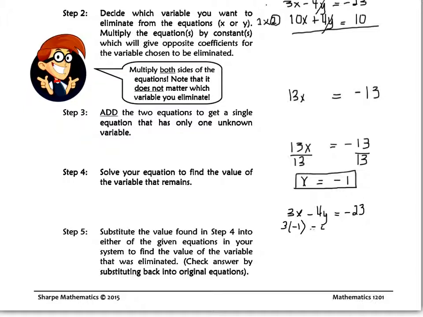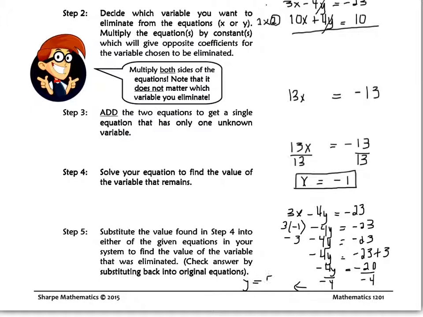I meant to put minus there, not equals. So 3 times negative 1 minus 4y equals negative 23. And then that's negative 3 minus 4y equals negative 23. So negative 4y equals negative 23 plus 3. And negative 4y equals negative 20. And then I divide both sides by negative 4 to get the y by itself. And that's going to give me y equals 5.